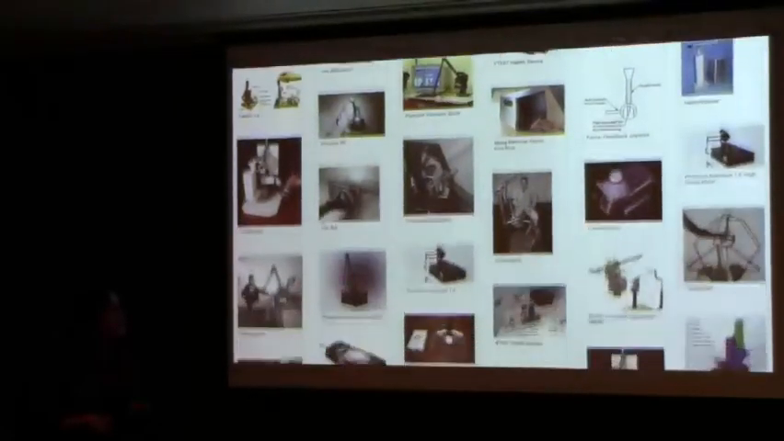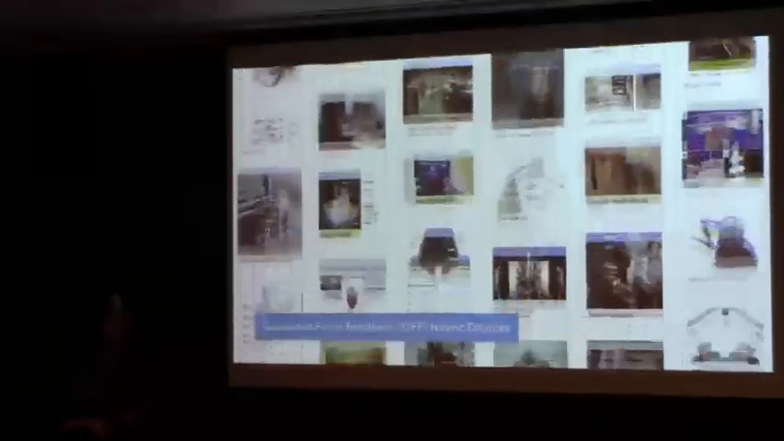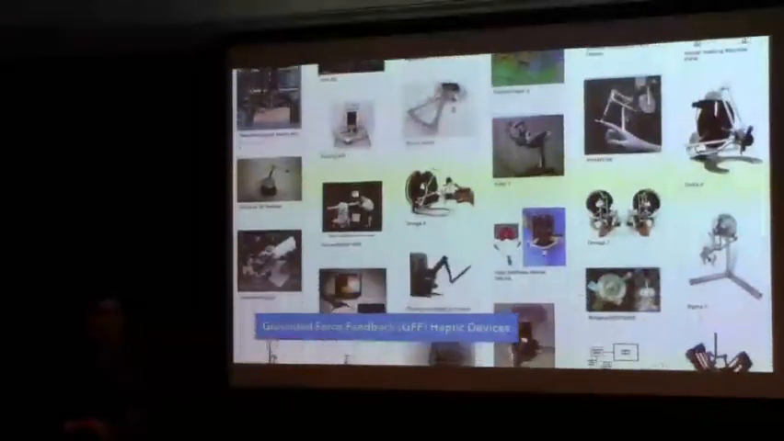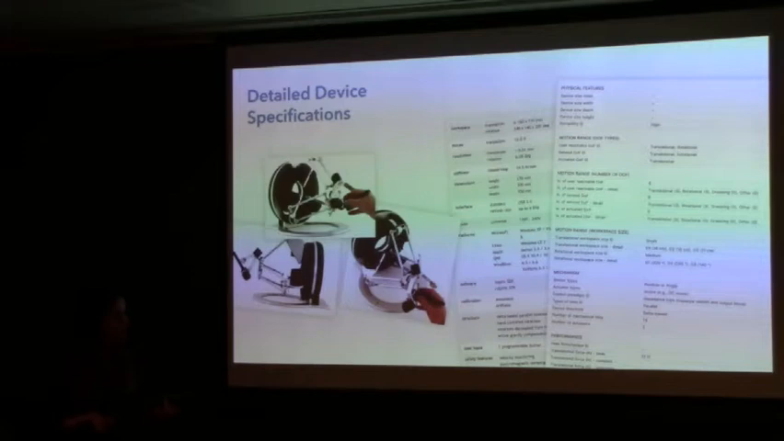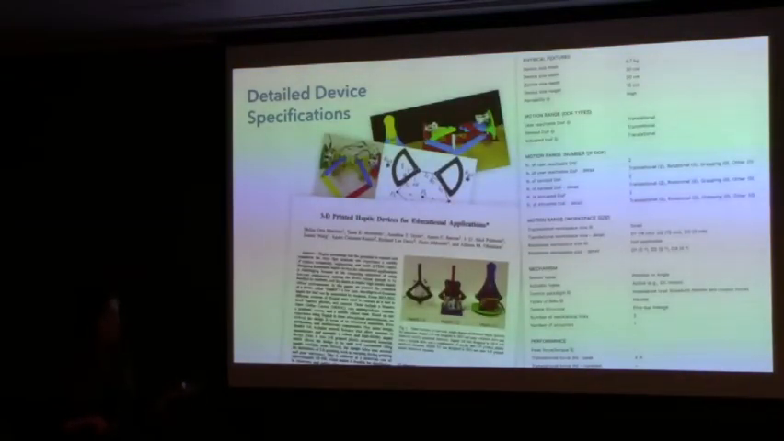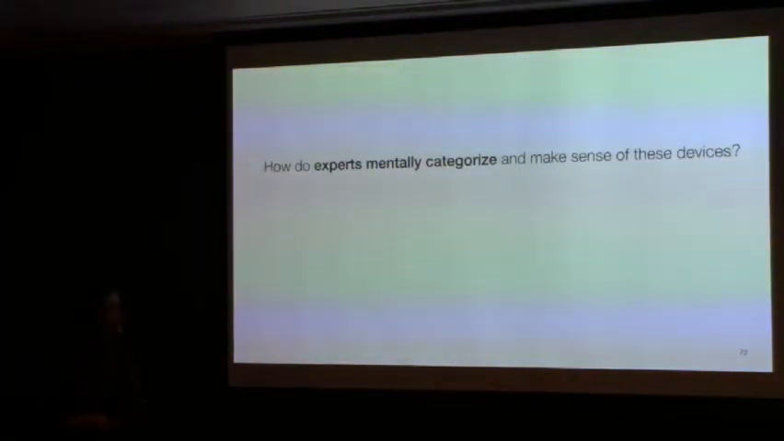In Haptipedia, we have lots of devices, and each of these devices has a lot of attributes. So more than 54 attributes for each device, and we have extracted these from the papers on the devices. So we saw that people who have some familiarity with the field can easily find their way around and use this information. But for people who are new to the field and are just learning, this might be very overwhelming. So we wanted to know how people mentally categorize and make sense of all of this information.